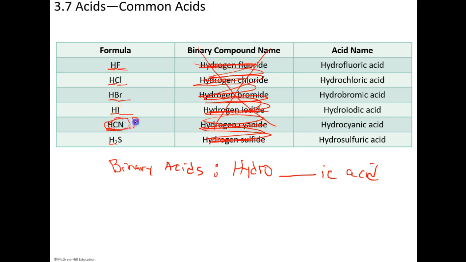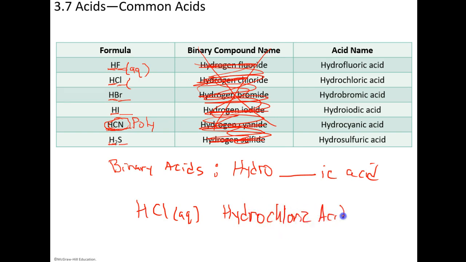This is one of the polyatomics, one of the only polyatomics. All right, hydrosulfuric acid. Don't call it hydrogen sulfide. Now usually you will see an AQ following it, like HCl AQ. Then you know it's hydrochloric acid. Only for the binaries.